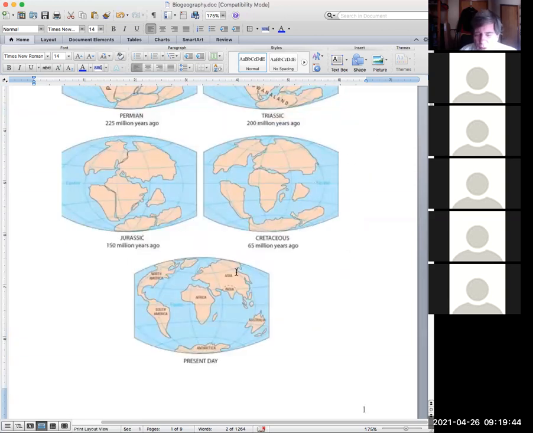Now, if we look at the location of the continents today, there are 6 basic biological realms on the Earth.